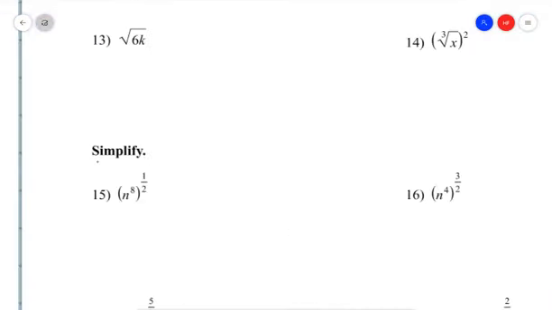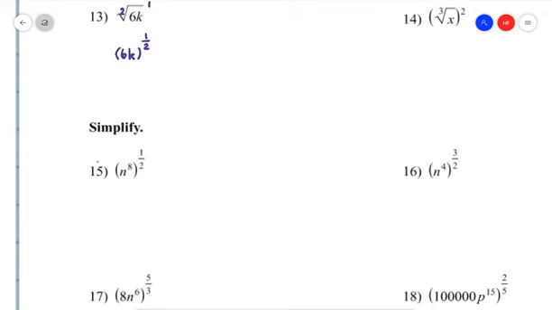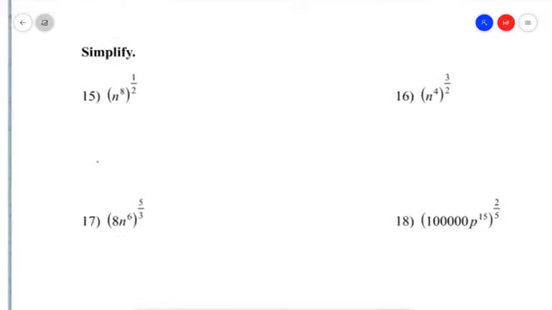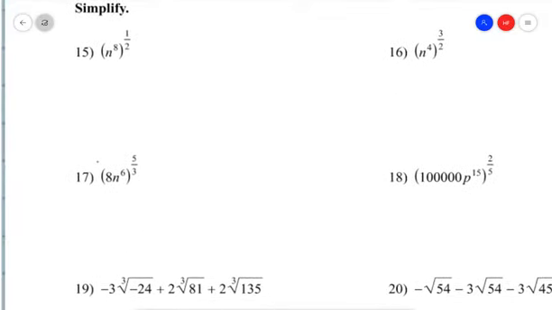Then on 13, whenever we have no index written there, it is a 2. And whenever we don't have a power written there, it is a power of 1. So we've got 6k to the power of 1/2. Another way to remember that is that any square root is always going to be to the power of 1/2. So a plain square root, since we had a plain square root of 6k, we're taking 6k to the power of 1/2.